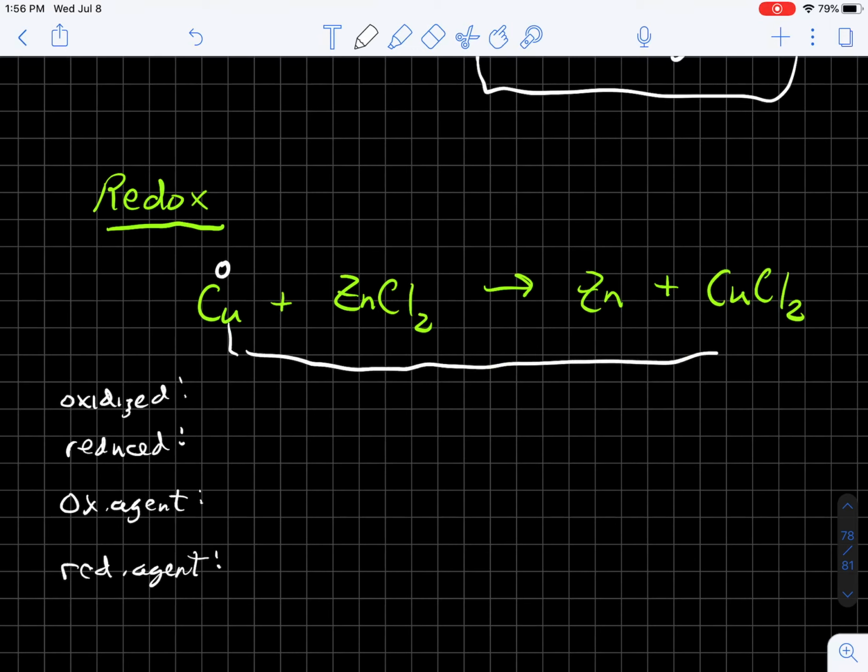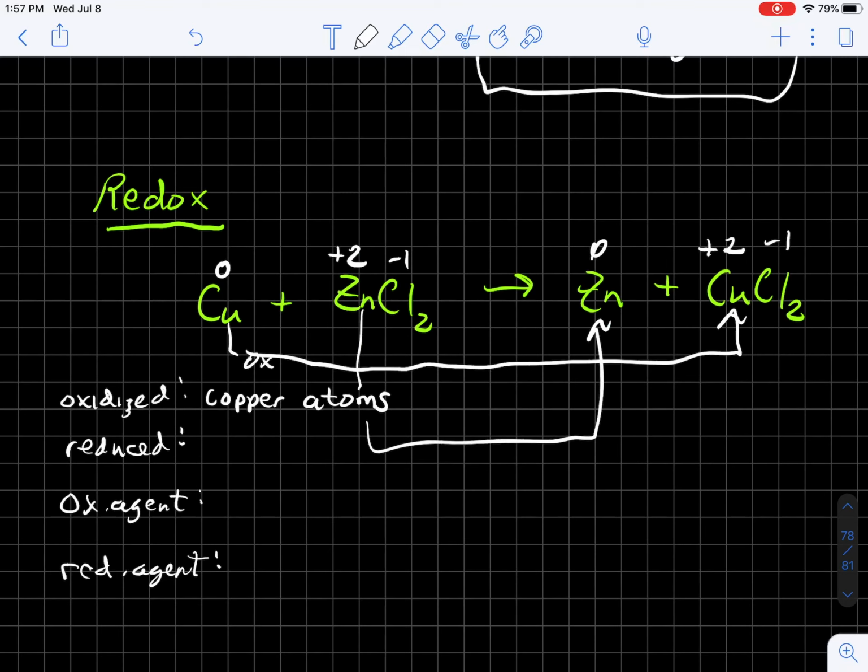Here's the answer. Copper starts out as an element, so it has 0 charge. And if you come over here, chlorine has a -1 charge, so therefore the copper has to have a +2 charge to balance it. There's your oxidation. We would say copper atoms are oxidized. In zinc, again, the chlorine is -1, so the zinc has to be +2 as a reactant, but it's becoming an element as a product. So it's going from +2 down to 0. We would say that zinc undergoes reduction. So what gets reduced? Zinc atoms.